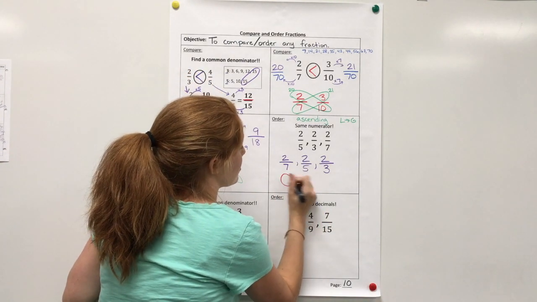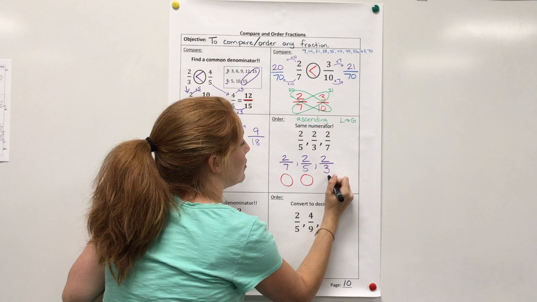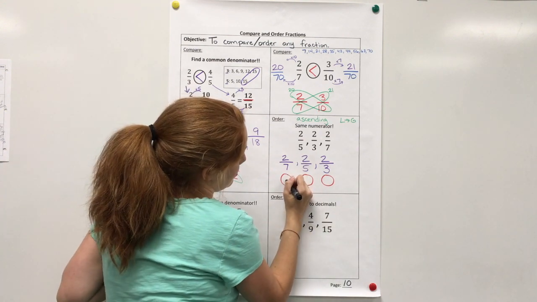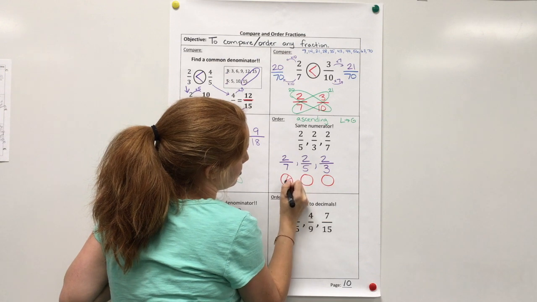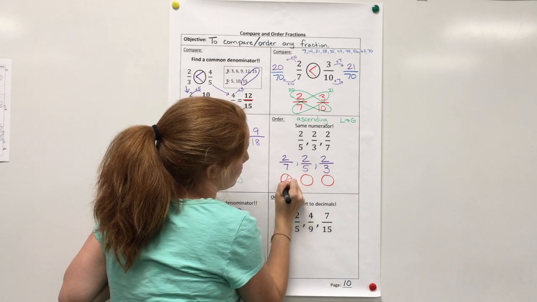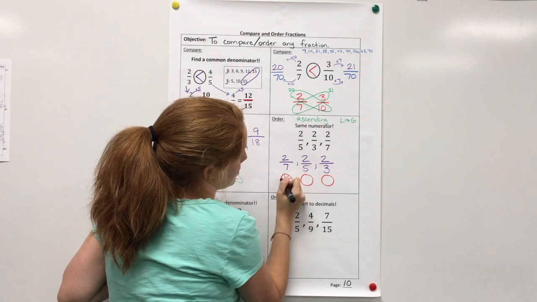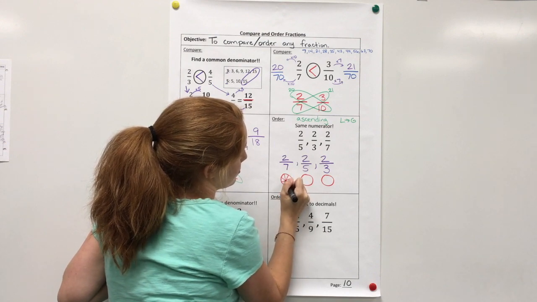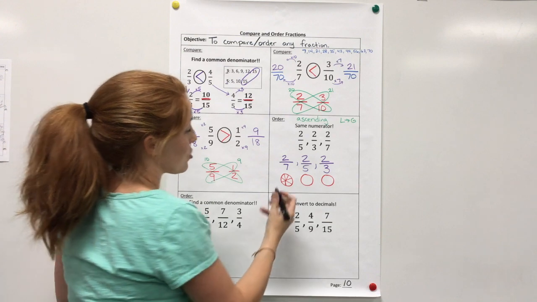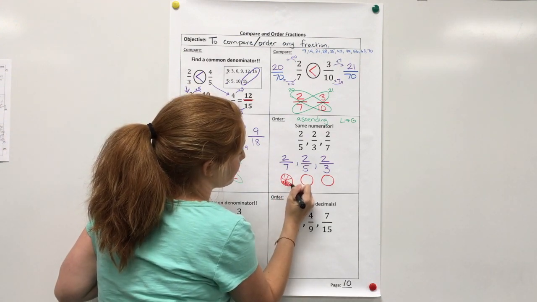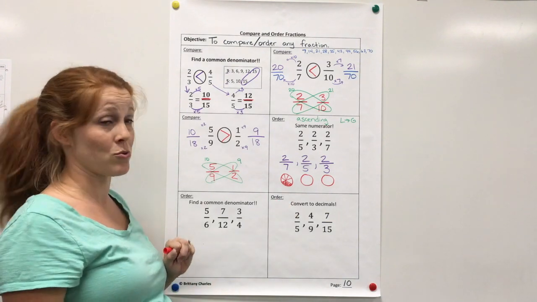Here's the pizzas. Okay, so 7s, let's see if I can make 7s. 1, 2, 3, 4, 5, 6, 7. Not exactly equal, but close enough. You get the idea. So 2 of those pieces, 1, 2. That's how much 2/7 would be.